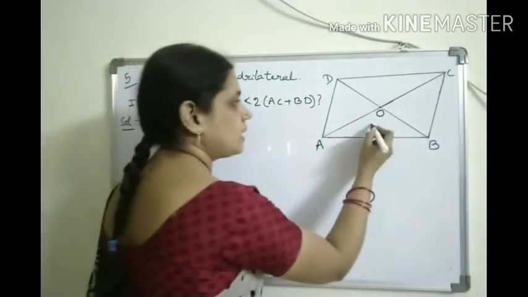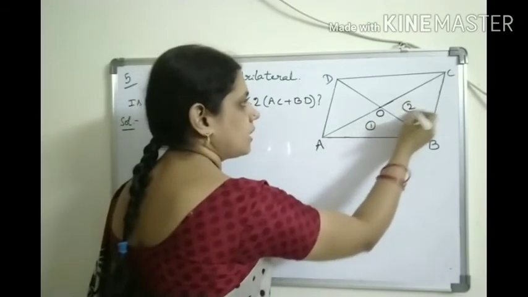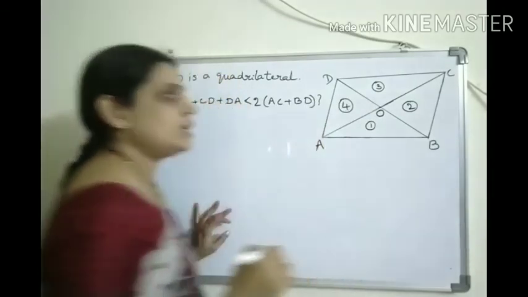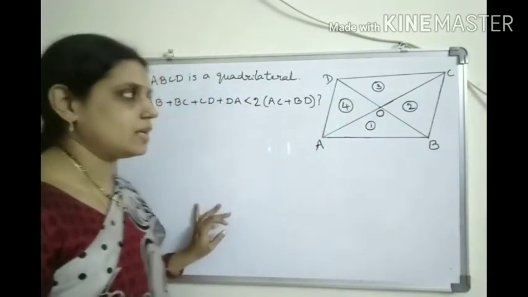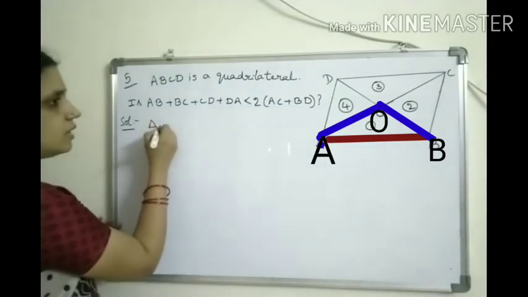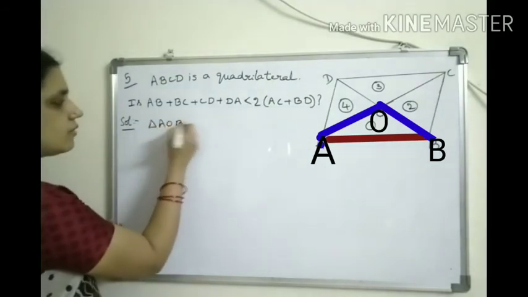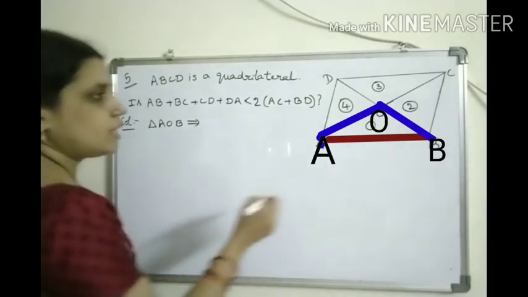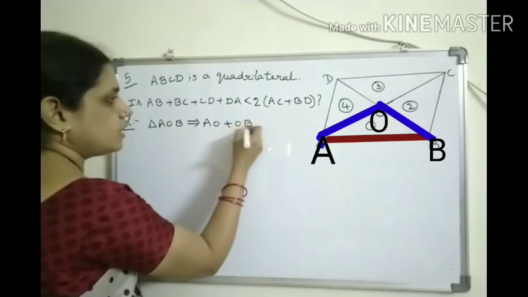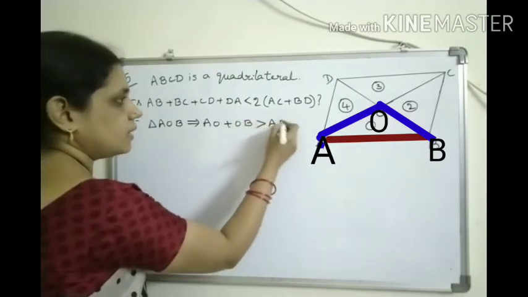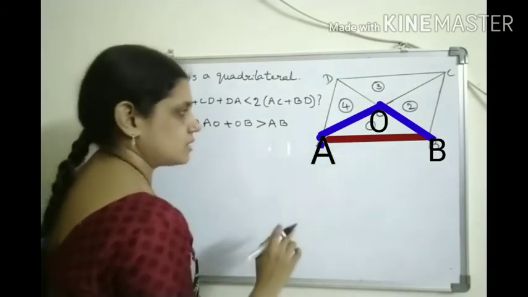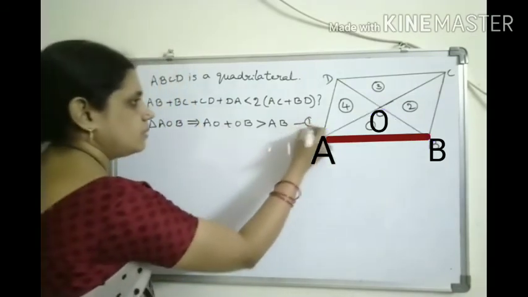Now we got 4 triangles in total. In these 4 triangles we are going to apply the inequality property of triangles. In the first triangle, that is triangle AOB, what can we write? AO plus OB is greater than AB. AO and OB I have taken as the two sides, then AB is the third side. Let it be 1.